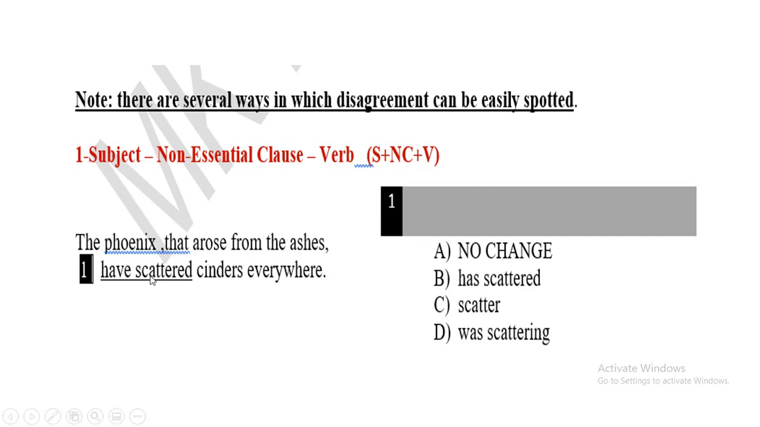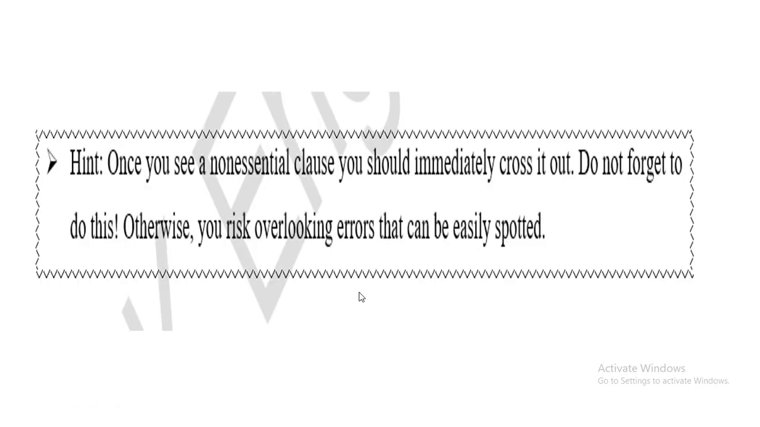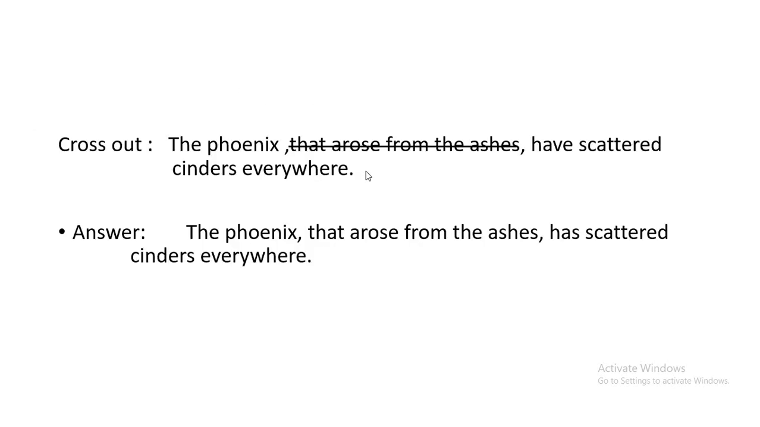So: the phonics that arose from the ashes have scattered cinders everywhere. Once you see a non-essential clause, you should immediately cross it out. Don't forget to do this, otherwise you risk overlooking errors that can be easily spotted. Here, the non-essential clause is this part of the sentence, and you identify it from these two commas.